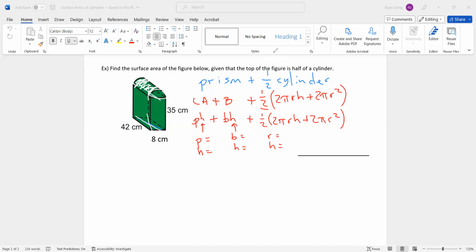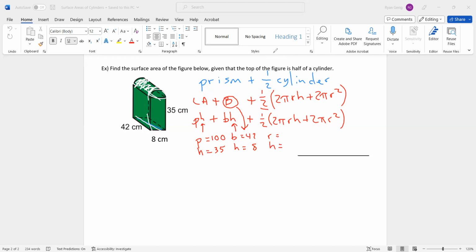The perimeter of the base, I should be able to find pretty easily. Again, the base is that white X'd out thing at the bottom. So 42 plus 8 is 50, plus 42 plus 8 is another 50. So the perimeter is 100. The height connects those two white X's, so that would be 35. Now on the bottom, the base and the height are 42 and 8. That is specifically the area of the base, the white X'd shape.